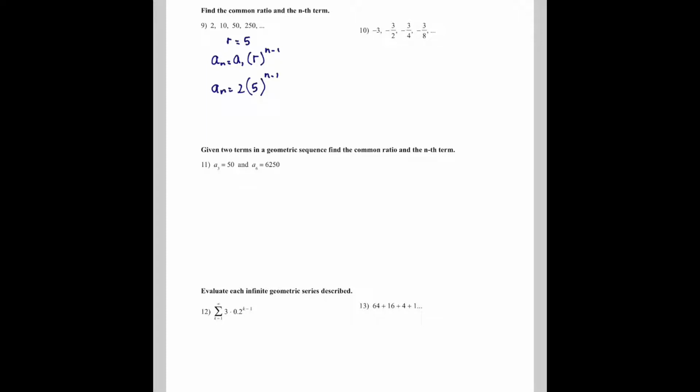For question 10, from -3 to -3/2, it looks like we multiply by 1/2. From -3/2 to -3/4, looks like it's 1/2 again. So the common ratio is 1/2, and the nth term then is going to be first term times common ratio to the n minus 1.